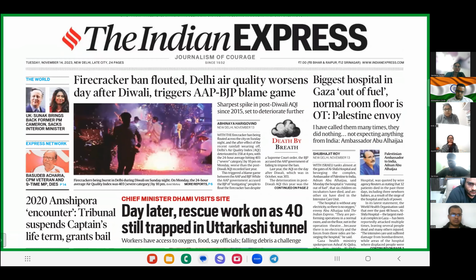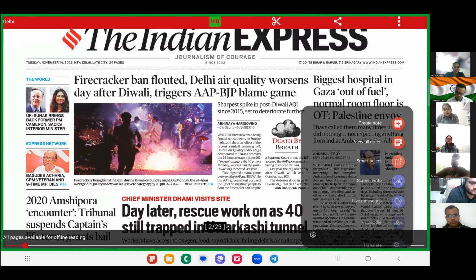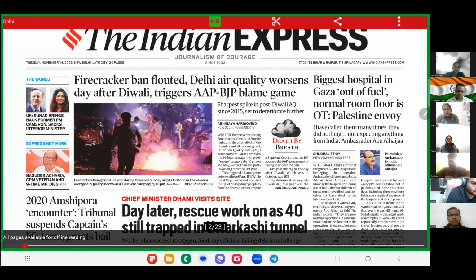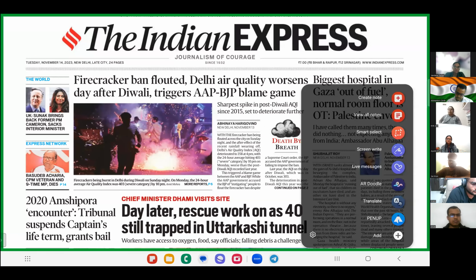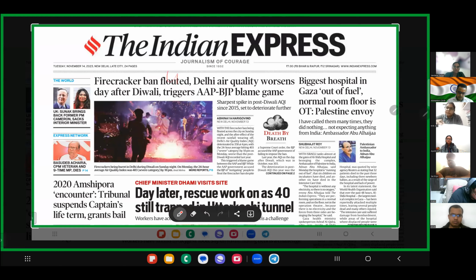Now, firecracker ban flouted in Delhi. Air quality worsens a day after Diwali. When we are talking about this page, this is related to your GS3. GS3, and at the same time ethics, environmental ethics. Two perspectives ahead. You can use this example anywhere.